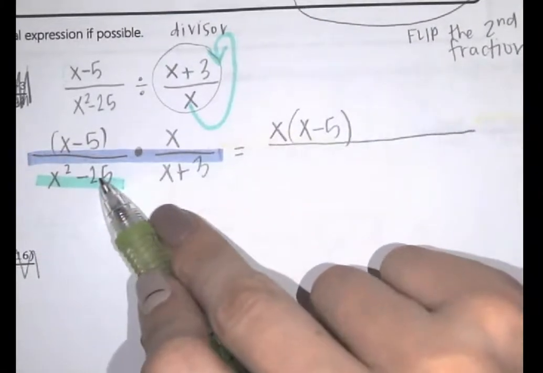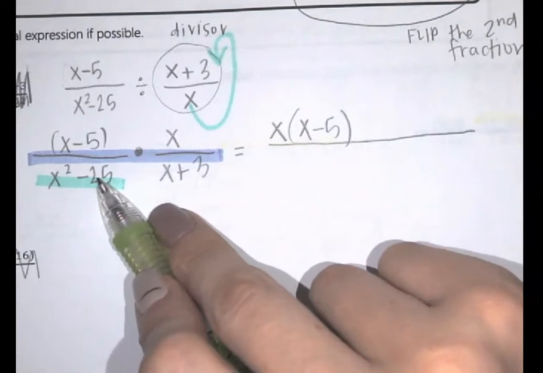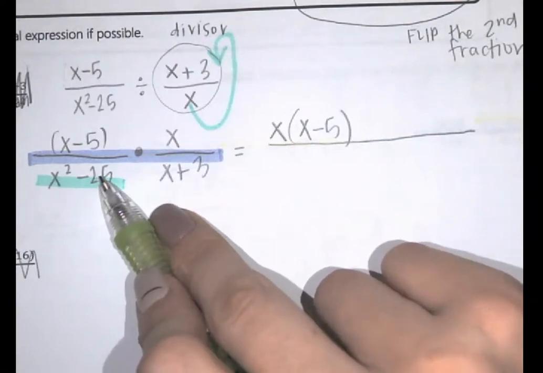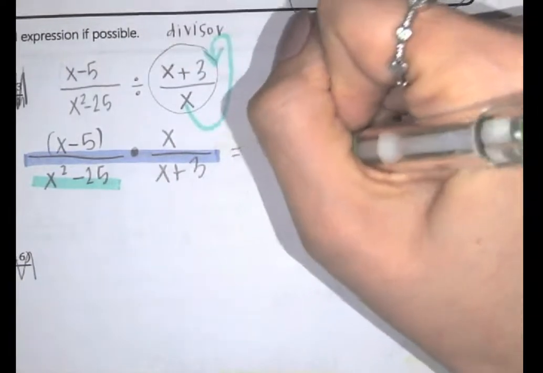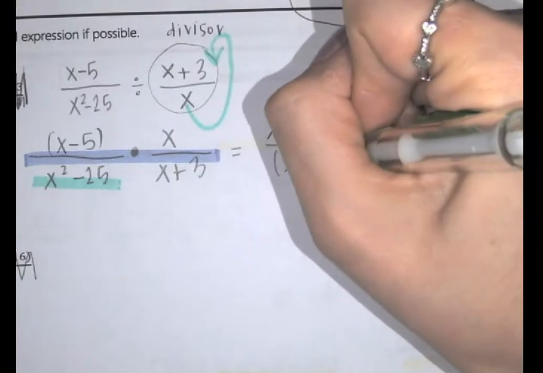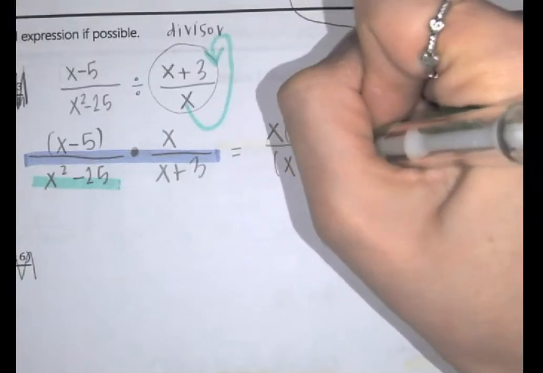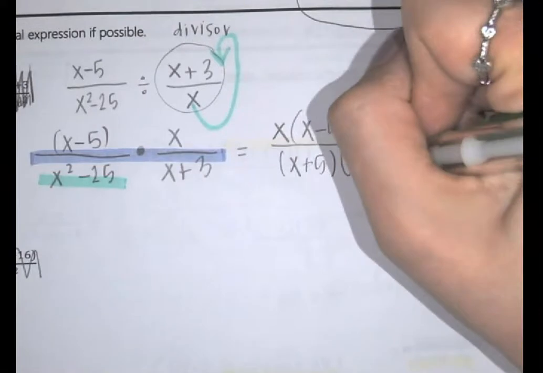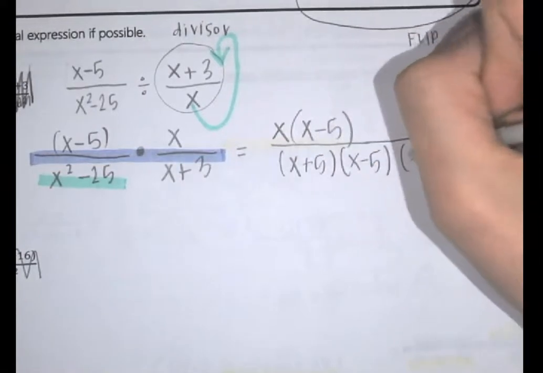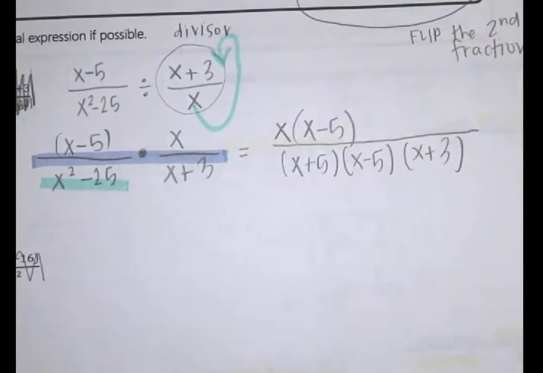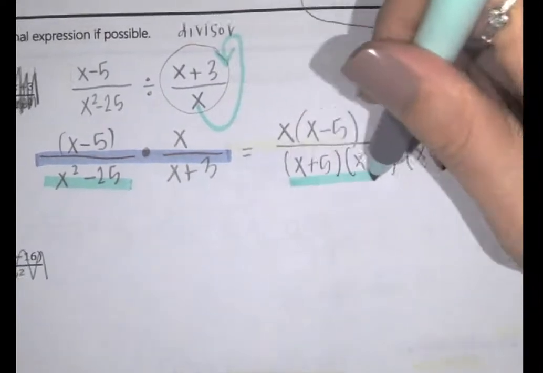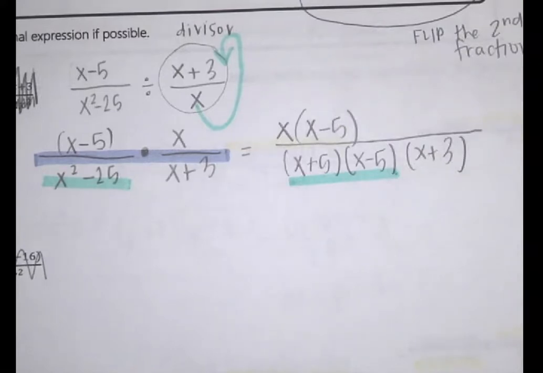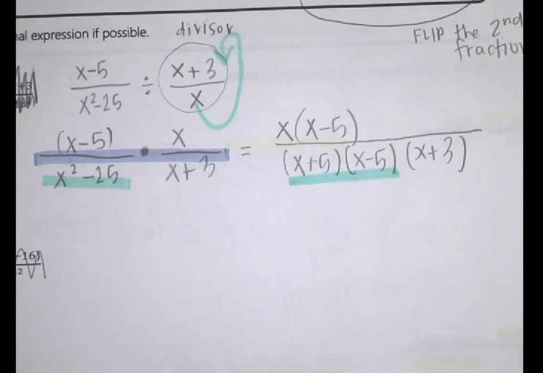Hopefully, we've factored these so much you don't even need to go over to Desmos. You feel pretty confident about what this factors to. So we are going to have x plus 5, x minus 5, and x plus 3 in the denominator. So x squared minus 25 factors to x plus 5 and x minus 5. And now we simplify.